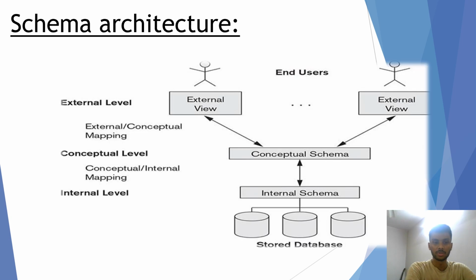In this slide, we are able to view the schema architecture. We can see the external views, which are the ones which the end user or the operator sees, the conceptual schema, and the internal schema that is in the stored database. There are three levels: the external level, conceptual level, and the internal level. The internal level is the stored database and the internal schema. Conceptual level is the conceptual schema which is shown to the external viewer through the external view. The external level represents the end users. These can interact to the external view with the conceptual schema, but not directly with the internal schema.